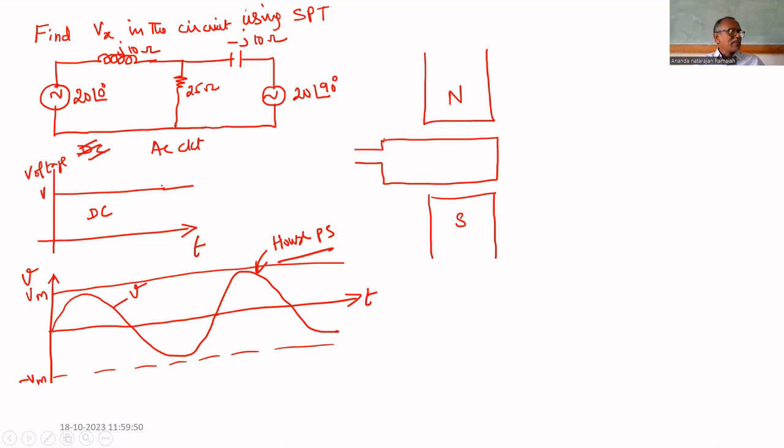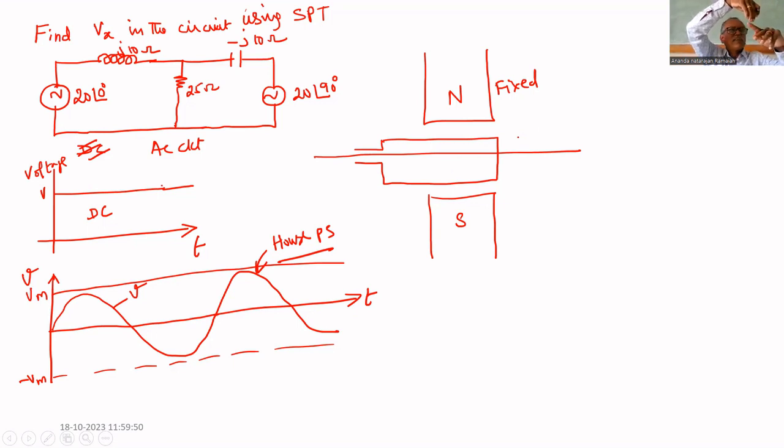When will EMF be generated in a conductor? Whenever there is a flux change, EMF is directly proportional to the rate of change of flux or velocity. At what rate does it change? This is fixed, but this rectangular coil is rotating. It is rotating like this. The magnetic flux is this way and it is rotating like this.